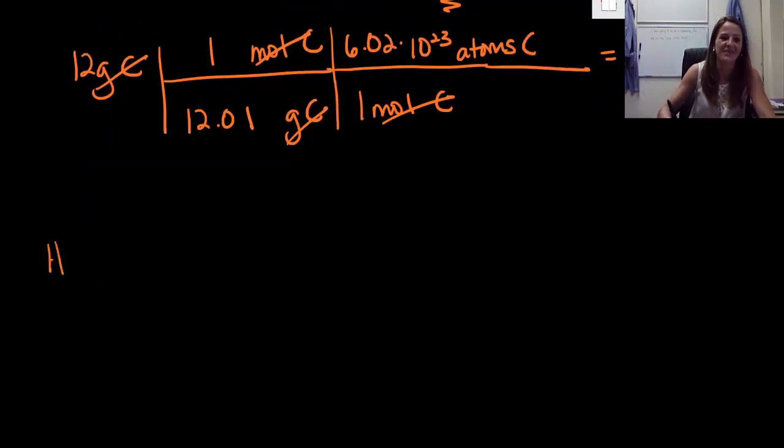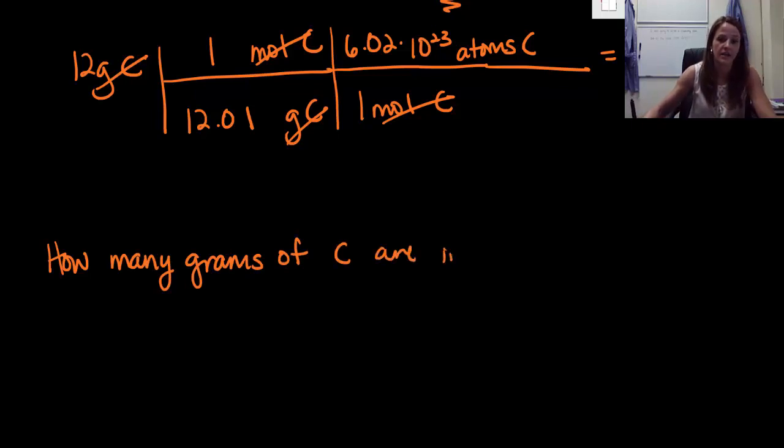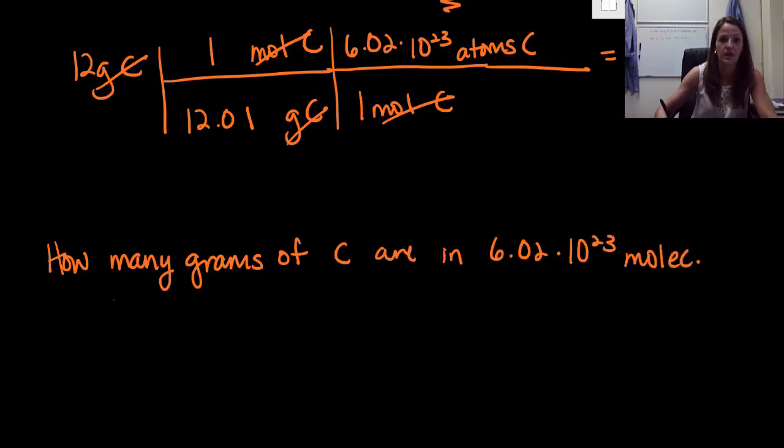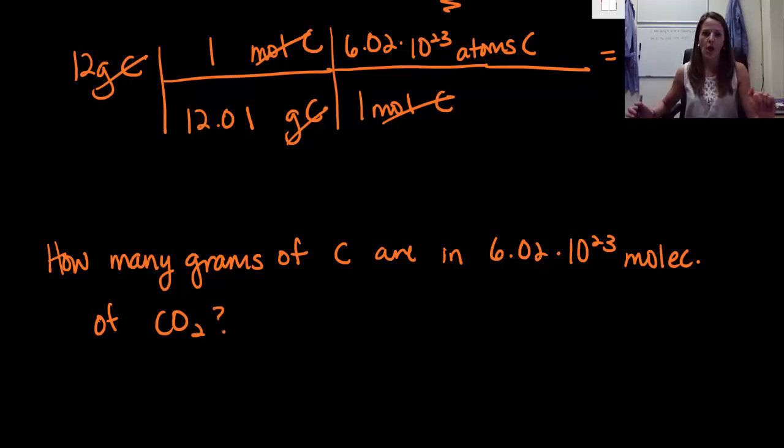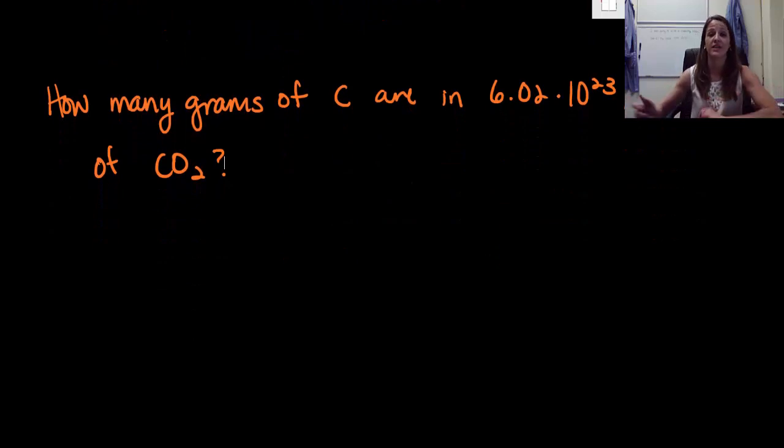All right, here's the question. How many grams of carbon are in 6.02 times 10 to the 23rd molecules of carbon dioxide? Go. All right, did you get an answer? Hopefully you did. Just in case you didn't, we're going to work through this together really quickly.